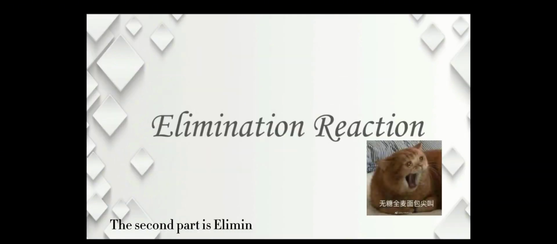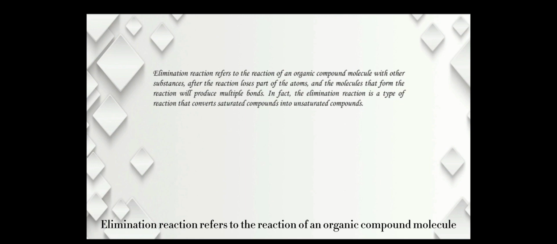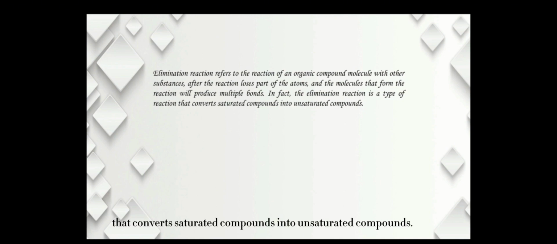The second part is elimination reaction. Elimination reaction refers to the reaction of an organic compound molecule with other substances. After the reaction, it loses part of the atoms, and the molecules that were reacted will produce multiple bonds. In fact, the elimination reaction is a type of reaction that converts saturated compounds into unsaturated compounds.